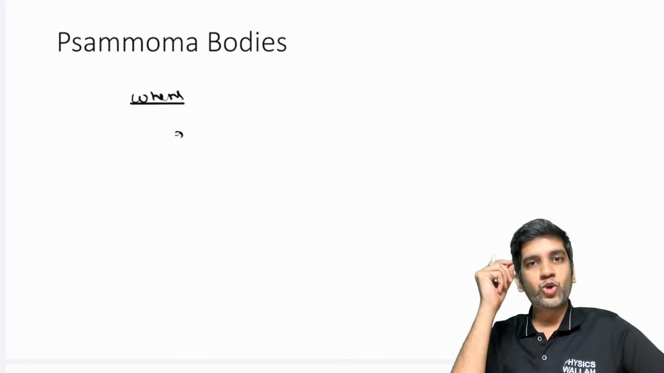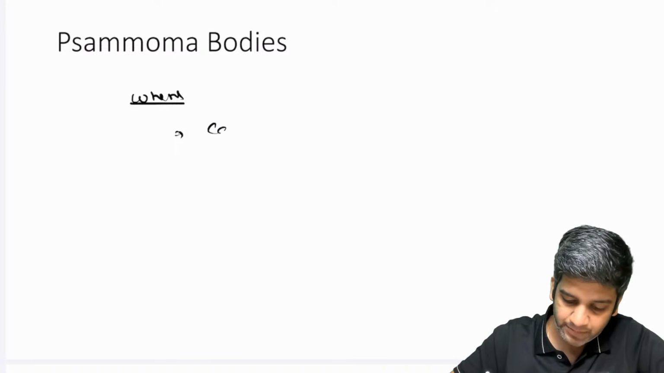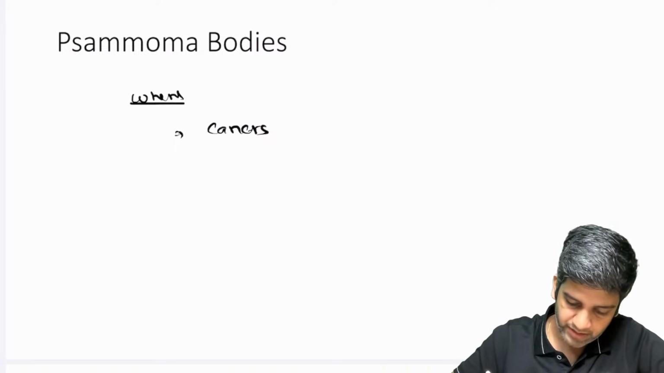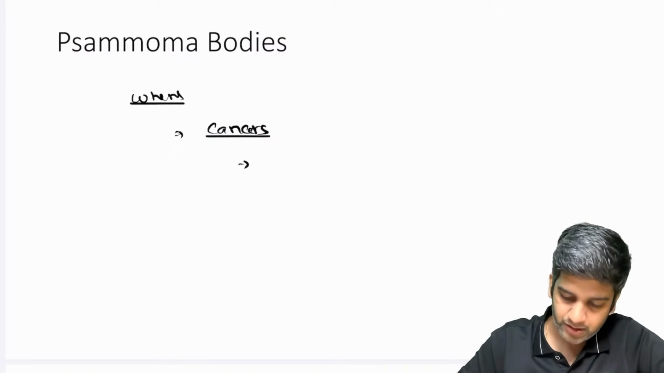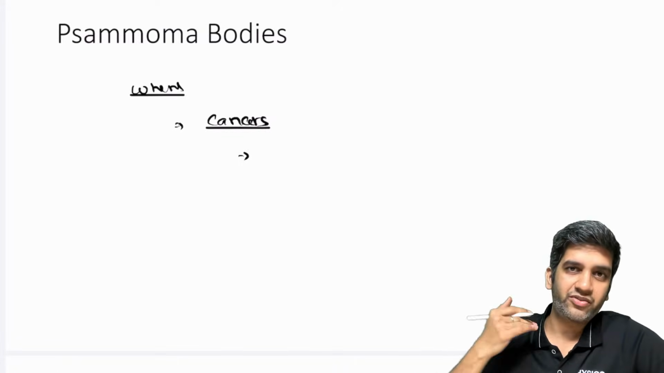So where all do you see it? It's very, very classical. At least don't forget papillary carcinoma thyroid. That's something which is very basic for me, right? You will see them in cancers. If you want to write theoretically, more pointers: papillary carcinoma thyroid, papillary carcinoma of breast, papillary carcinoma of kidney, everything.